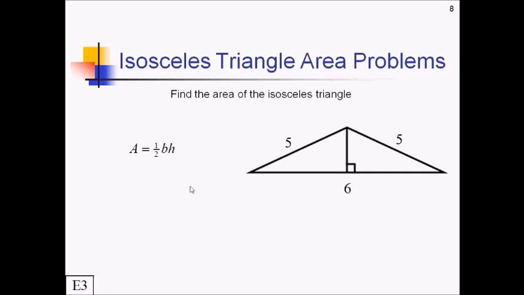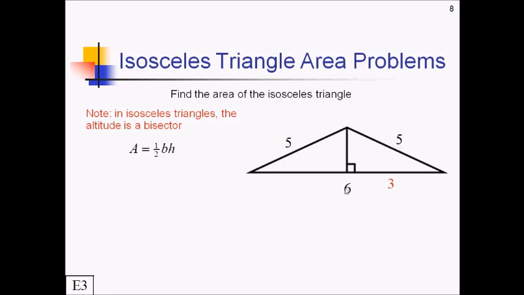Now, one thing that might help us out is that in an isosceles triangle, the altitude bisects the opposite side. So that means that each of these segments here is going to be 3. So then, what is the length of this altitude? So you could do Pythagorean theorem and do x squared plus 3 squared equals 5 squared.